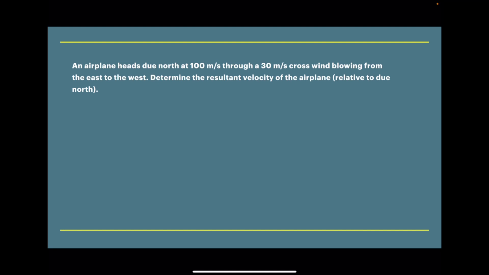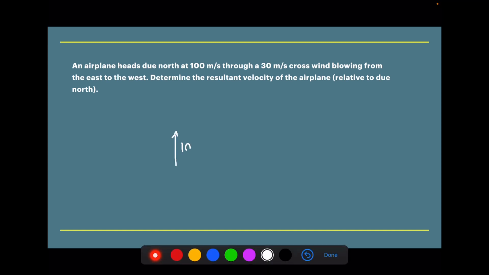An airplane heads due north at 100 meters per second through a 30 meters per second crosswind blowing from the east to the west. Find the resultant velocity of the airplane relative to the north. So as always, we start by drawing first, going 100 meters per second north and then 30 meters per second east to the west, so it is heading to the west. We now get this diagram.